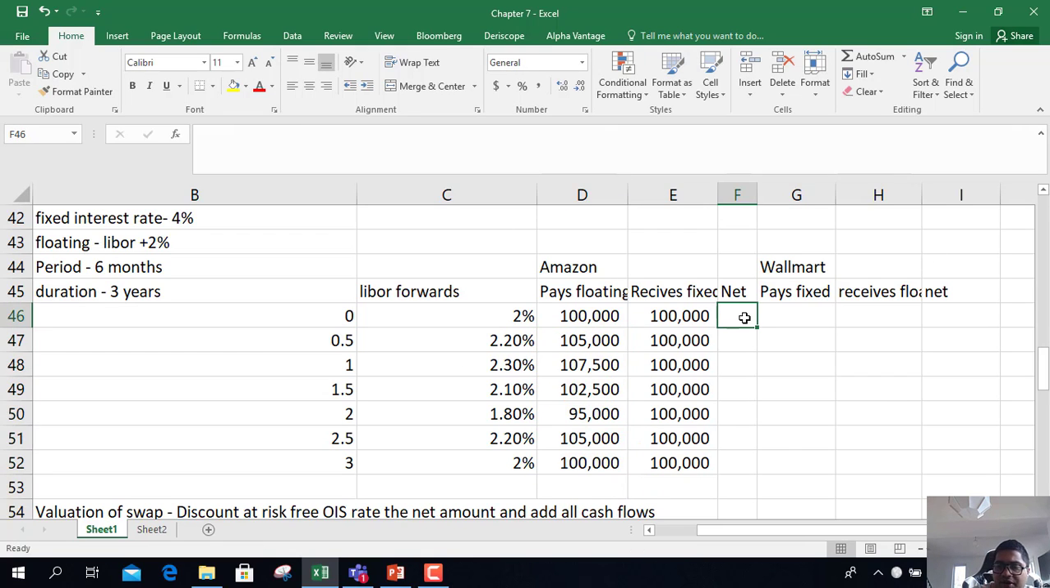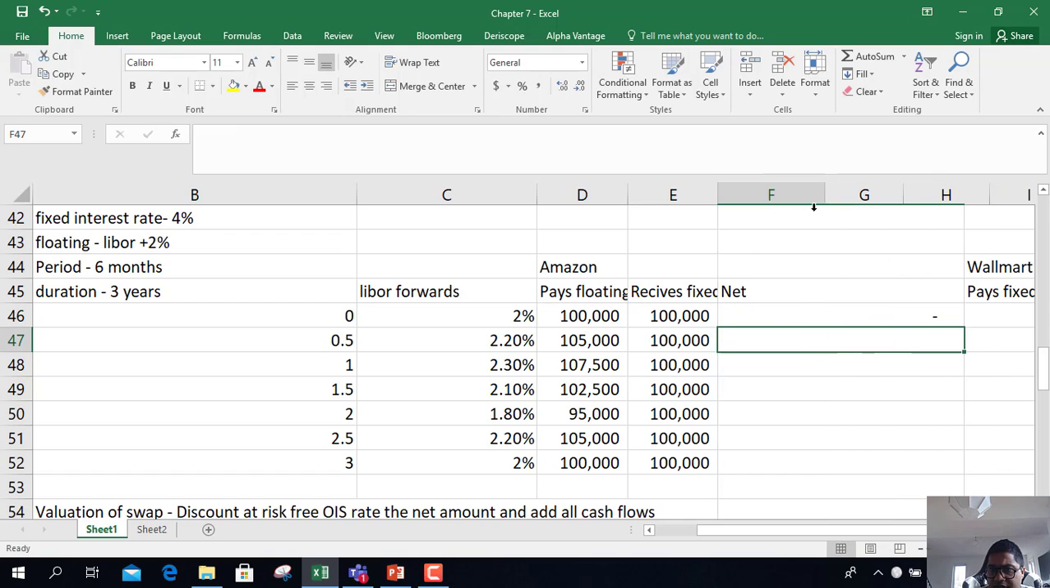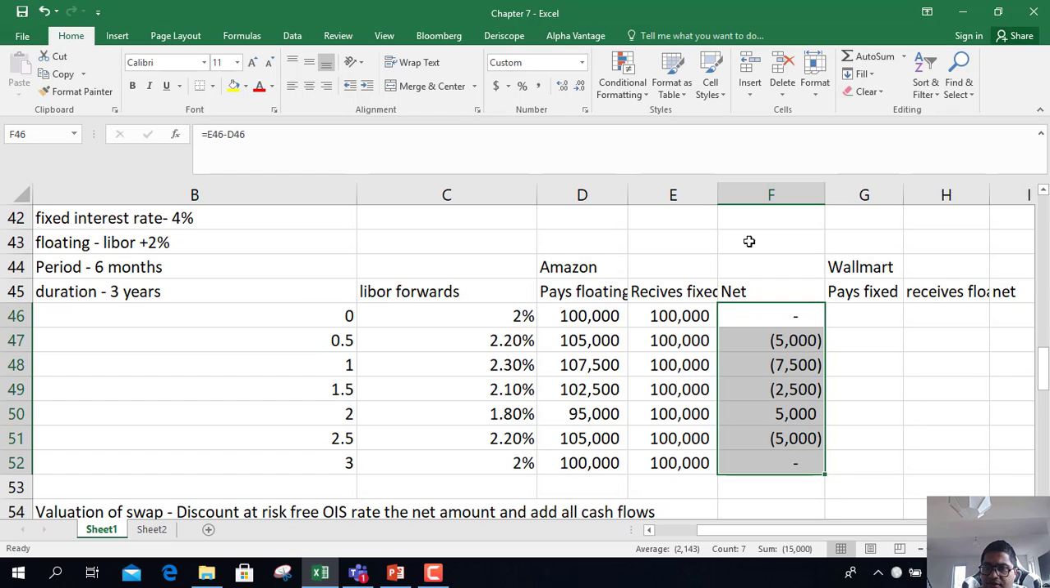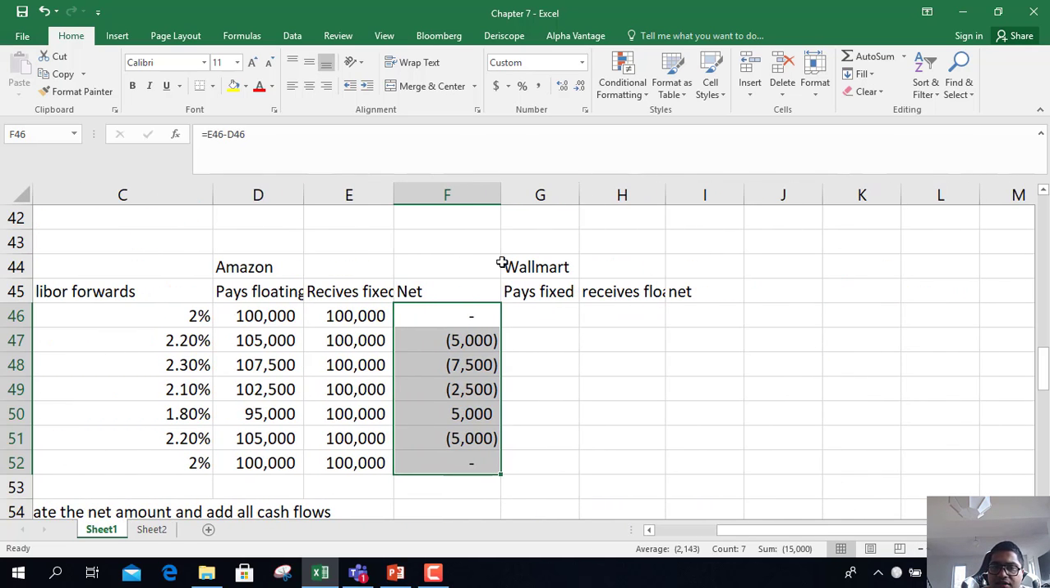Okay, so net payment for Amazon, whatever it receives minus whatever it pays. So right now at the start of the swap 0, 6 months from now it pays 5,000, then it pays 7,500, then it pays 2,500, then it receives 5 grand, then it pays 5 grand, then it pays 0. Okay, let's see for Walmart.